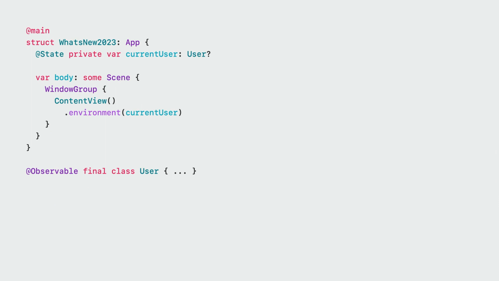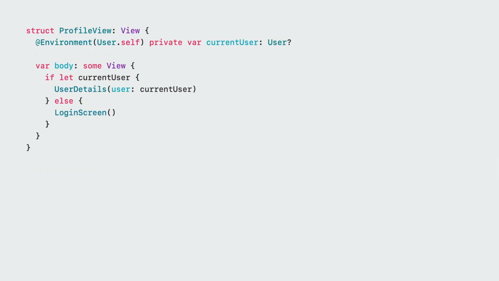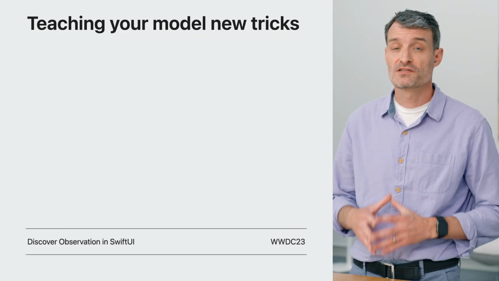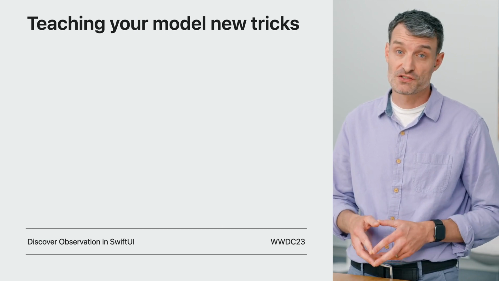Lastly, observable types integrate seamlessly into the environment. Since views throughout our app want a way to fetch the current user, I've added it to the environment of my root view. The user profile view then reads the value using the environment dynamic property. I'm using the type as the environment key here, but custom keys are also supported. Be sure to catch Discover Observation with SwiftUI to learn more on how you can take advantage of this powerful new tool. I love how Observable lets me write clear and concise code.